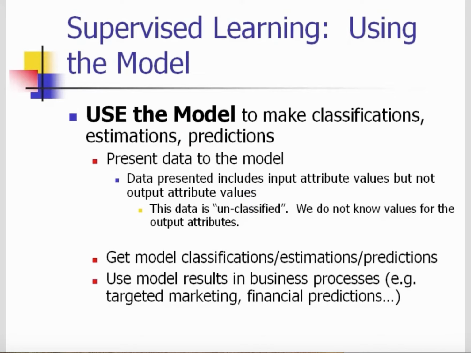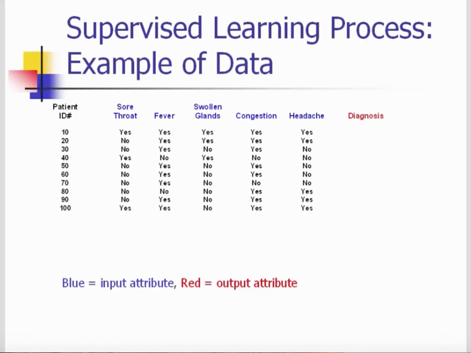The final step in the supervised learning algorithm is to actually use the model. We put it into production to make its decisions. And again, this is when our business process benefits from more accurate information, from new information, new ideas about how we can do our targeted marketing or financial predictions. This is an example of data that could be presented to the model that's already been developed. The point I want to make here is that at this point, the output attribute, the diagnosis, is not filled in. We don't know what the diagnosis is for these patients, and we would like you to use our model to make that prediction.